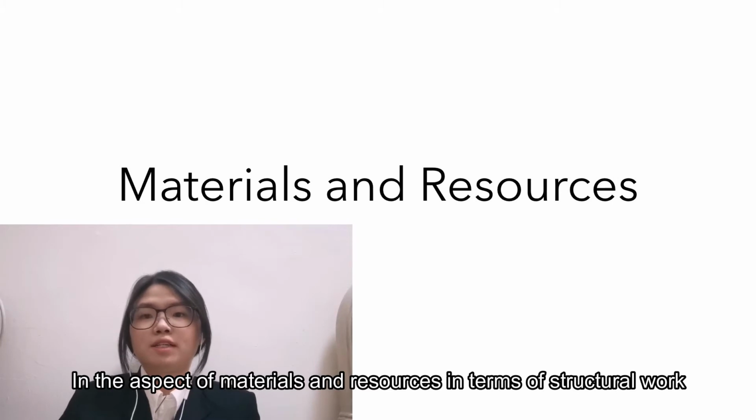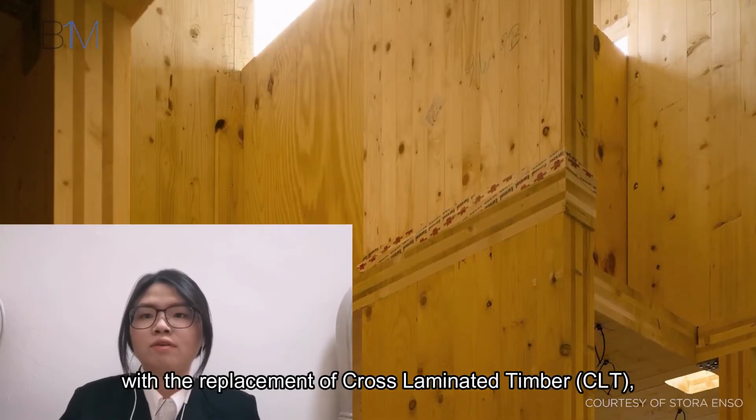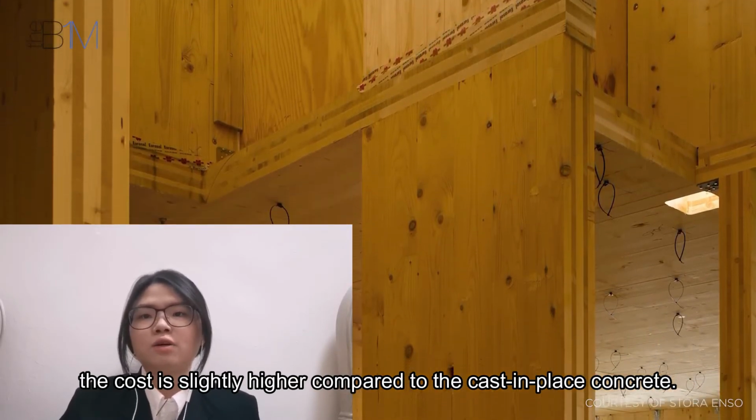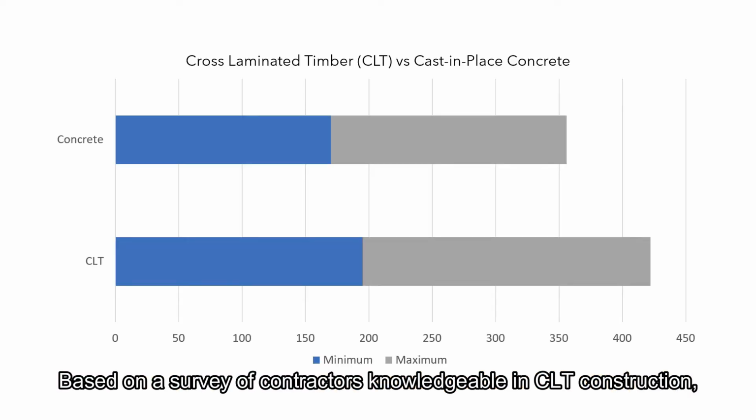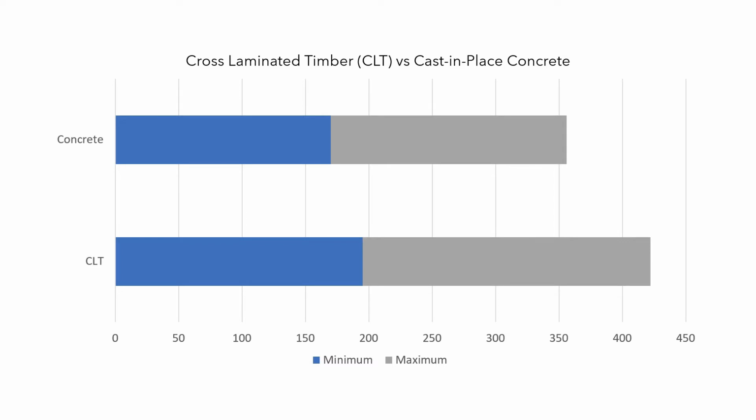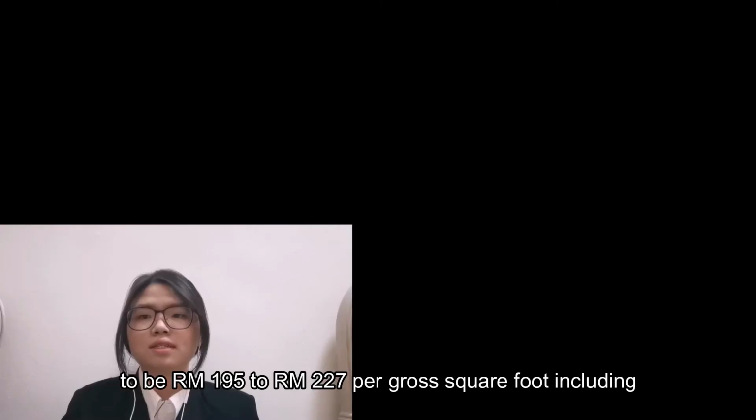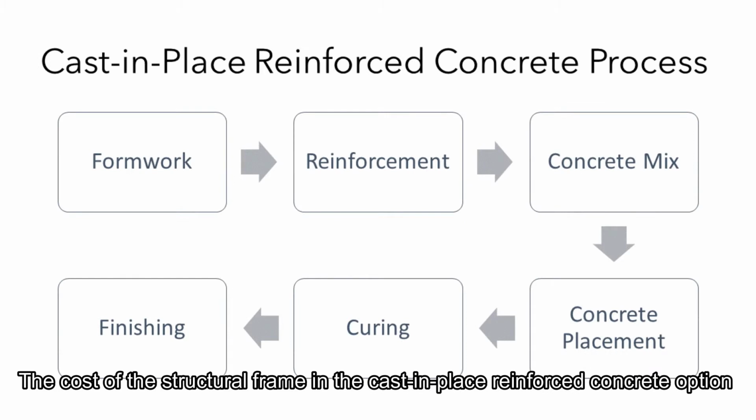In the aspect of materials and resources, in terms of structural work for frame and upper floor, with the replacement of cross-laminated timber (CLT), the cost is slightly higher compared to the cast-in-place concrete. Based on the survey of contractors knowledgeable in CLT construction, the cost of the structural frame in the CLT option was estimated to be $195 to $227 per gross square foot, including costs for acoustical dampening and fire protection.